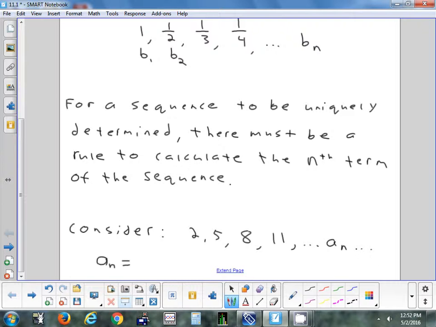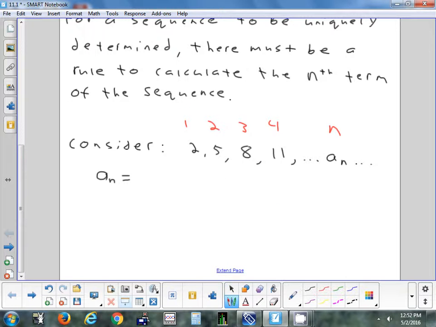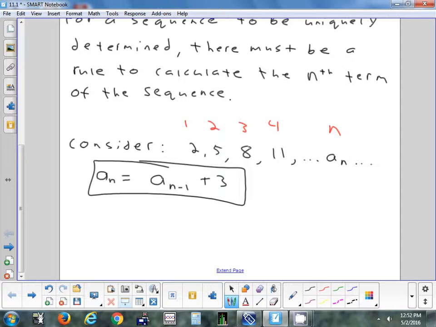Anyone think they could give me a formula if these are the positions? First, second, third, fourth term, nth term. Somehow I want to figure out a formula for the terms in that sequence. And there's actually two formulas, a little different. Yep? a sub n minus 1 means to take the term before the one you want. And what would you do with it? Add 3. Add 3. Perfect. That's one type of formula. I'll tell you the name of that in a little bit.